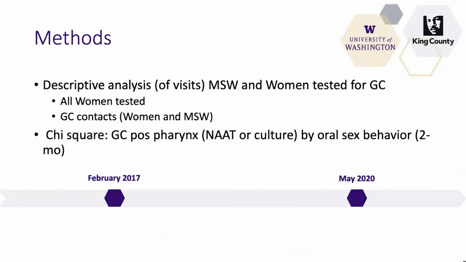For the data from this time period, we conducted a descriptive analysis of the visits in men who have sex with women and women who are tested for GC at any site. We looked at all women who are tested for GC, as well as contacts who are women and men who have sex with women who are contacts to GC. This analysis was mostly univariate, looking particularly at GC positivity at the pharynx in regard to oral sex behavior, as well as some other demographic features.